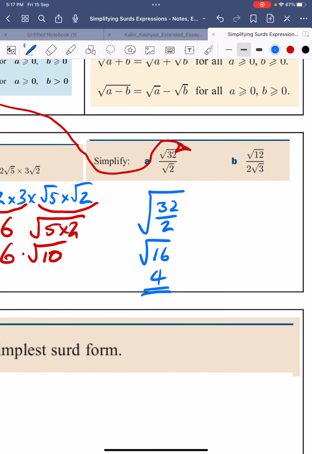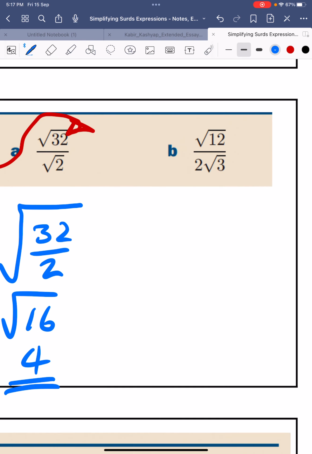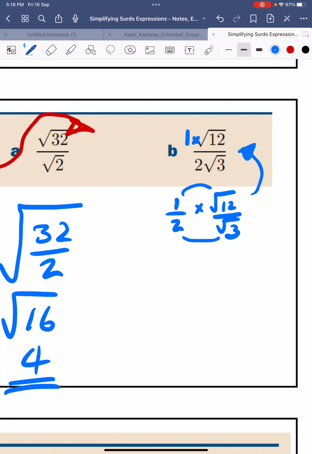This part B, we've got a nice little cheeky trick we can do. Think about putting a 1 times by in front of the root 12. So this becomes 1/2 times root 12 over root 3. Can you see that? Because when we do multiplication, we just times the tops together, we times the bottoms, and then we will get this expression that we started with.